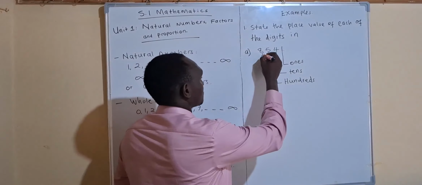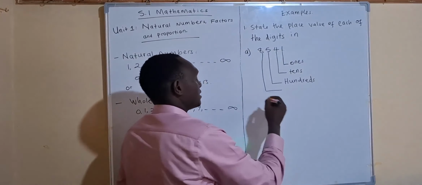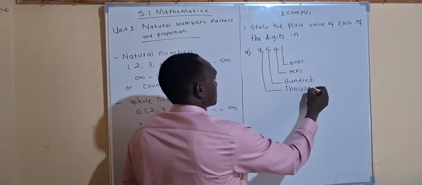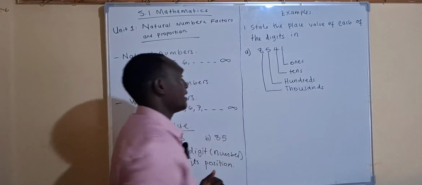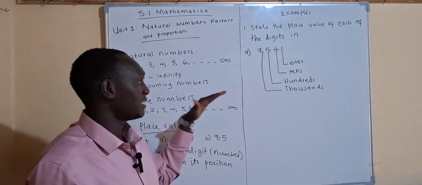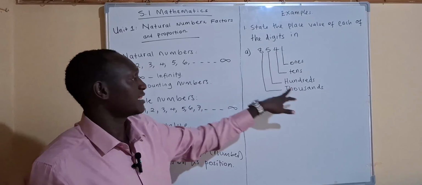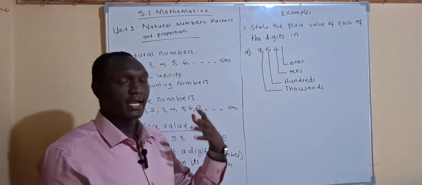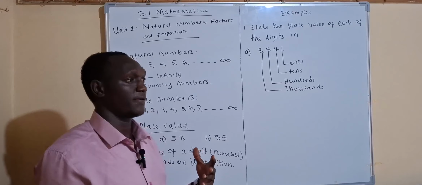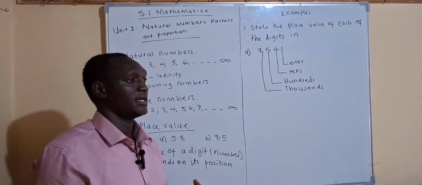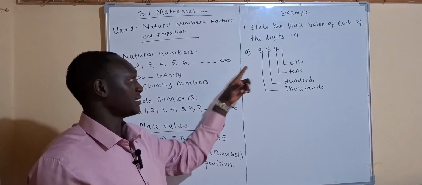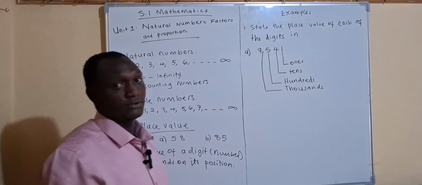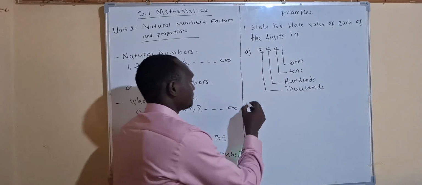And then we come to the last part, 8. This position is a position of thousands. That means in that number, we have 8 thousands, or thousands are occurring 8 times. The number 1000 is occurring 8 times. That was the first example. And let me do the second one here.